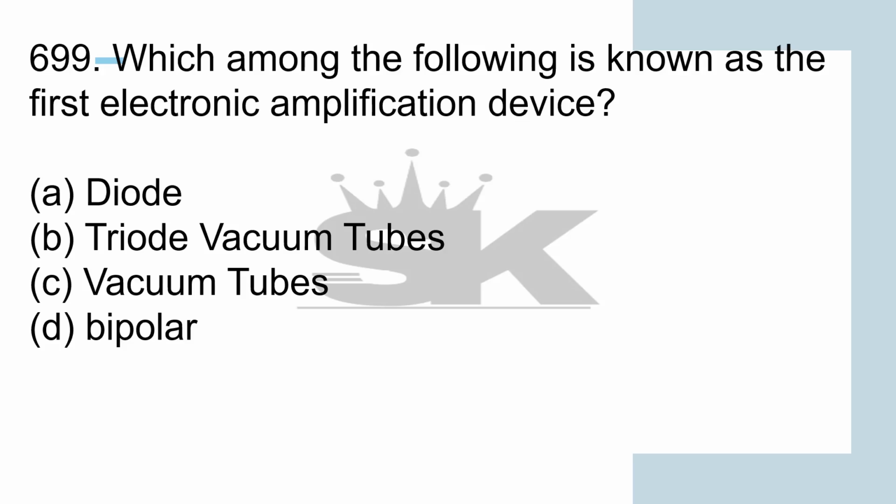Which among the following is known as the first electronic amplification device? The first practical electrical device which could amplify was the triode vacuum tube, invented in 1906 by Lee de Forest, which led to the first amplifier around 1912. So here the answer is triode vacuum tube.